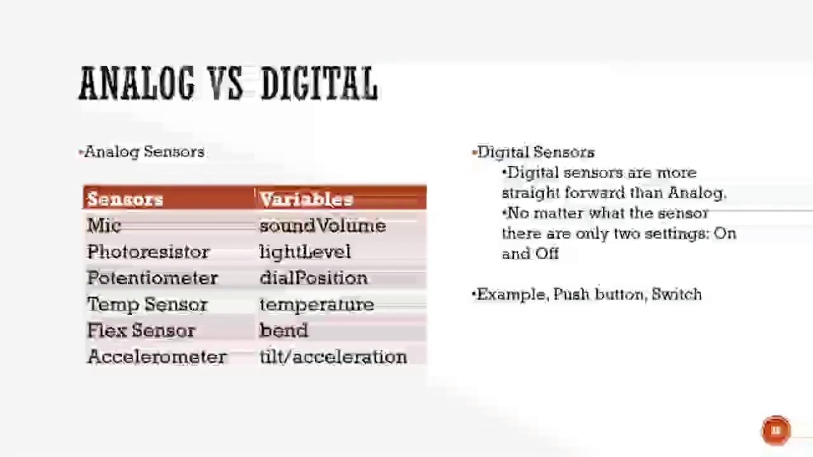So, digital sensors. Digital sensors are more straightforward than analog. No matter what the sensor, there are only two settings, on and off, as it is digital. For example, a switch and a push button are used as digital sensors.